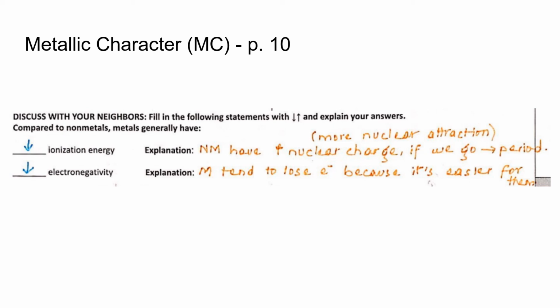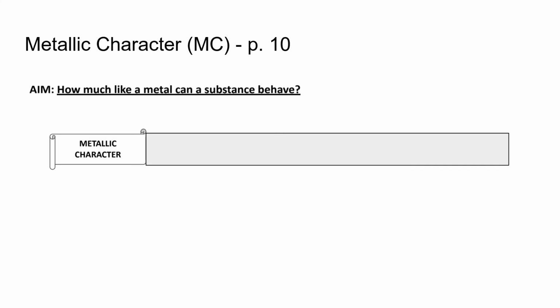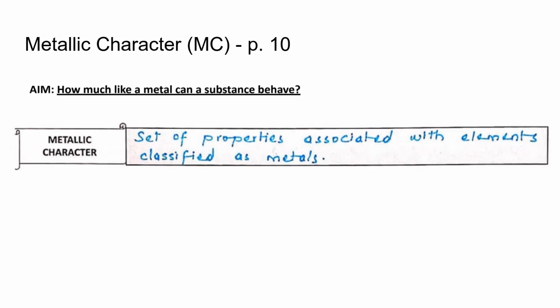which is why they have a lower electronegativity compared to nonmetals. So the aim for this lesson is just to see that if you're given a substance, how can we observe how metal-like that specific substance can behave. So metallic character is generally just a set of properties that metals have. So if again we are given a substance, we look at the different properties, and that's how we identify how much of a metal that substance is.